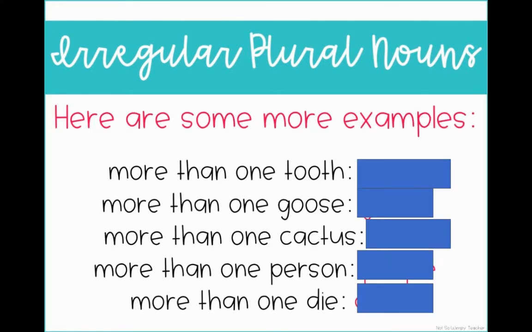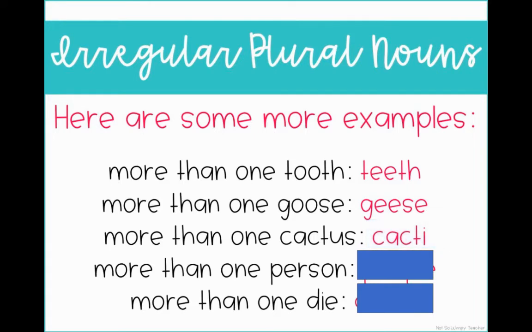So here are some examples. We have more than one tooth in our mouth, so we have multiple teeth. Maybe we see more than one goose at a pond, so we see geese. Miss Cox loves plants, and I definitely have more than one cactus. I have a lot of cacti.